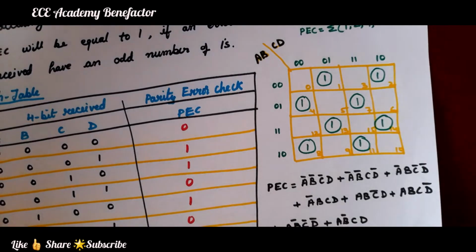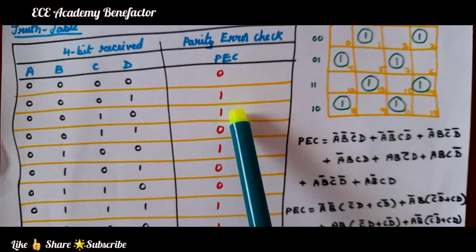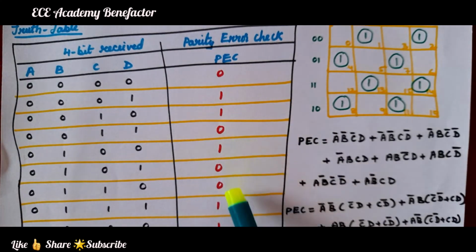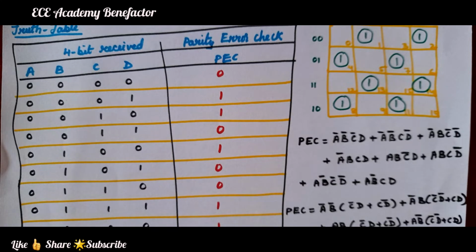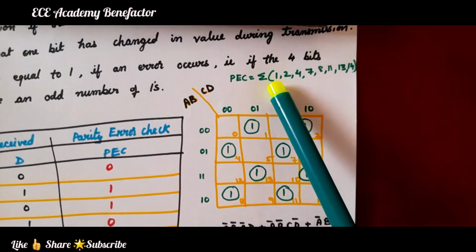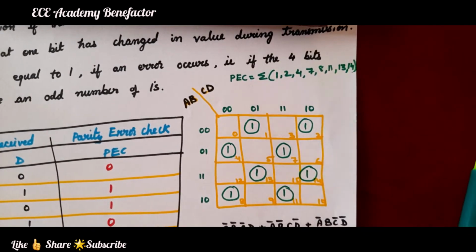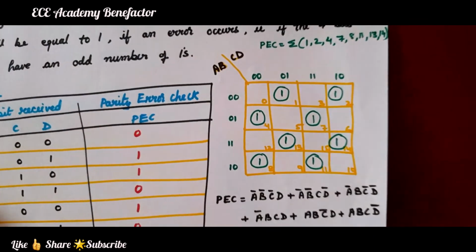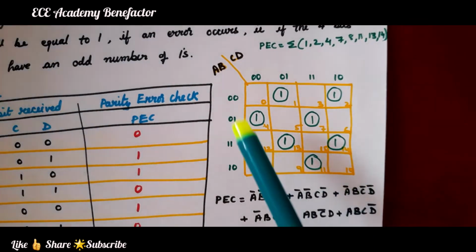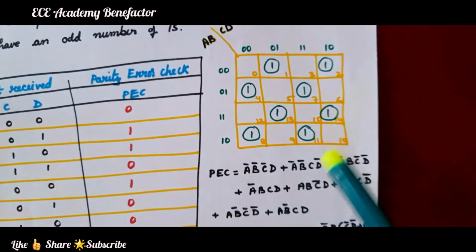Suppose if you see this one, we are having one set 1, 2, 4, 7, 8, 11, 13 and 14. So I have listed the list of minterms here. As we are having 4 variables A, B, C, D, we will have a 4 variable K map. We have written the outer structure.